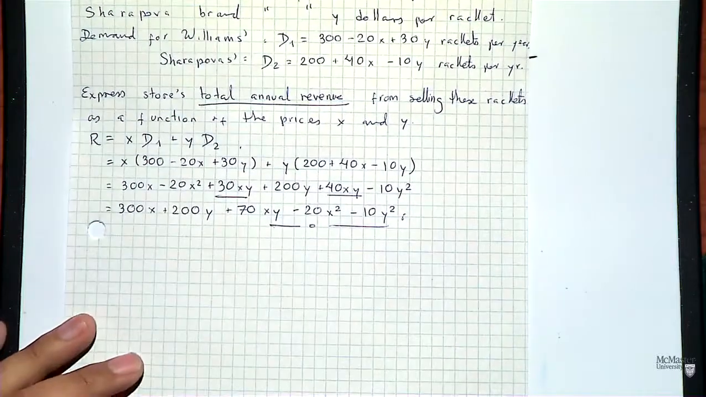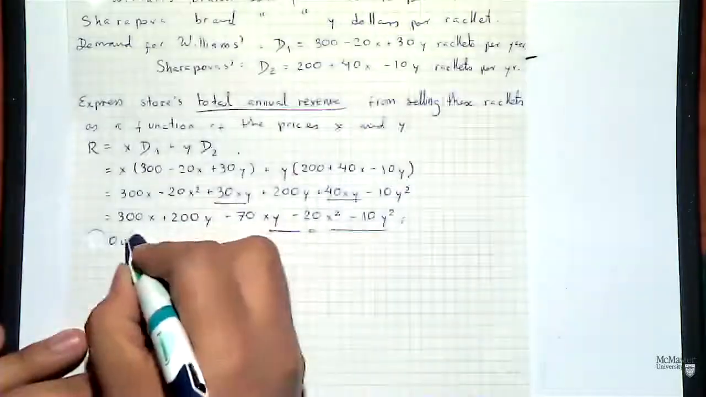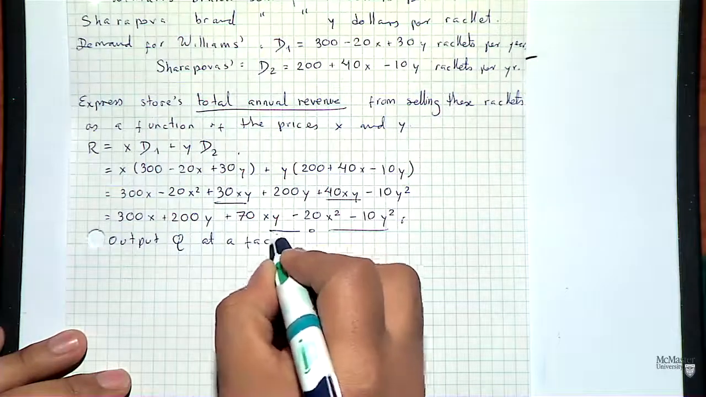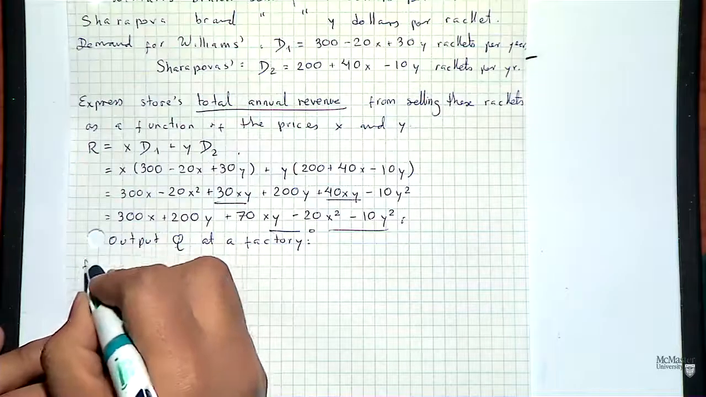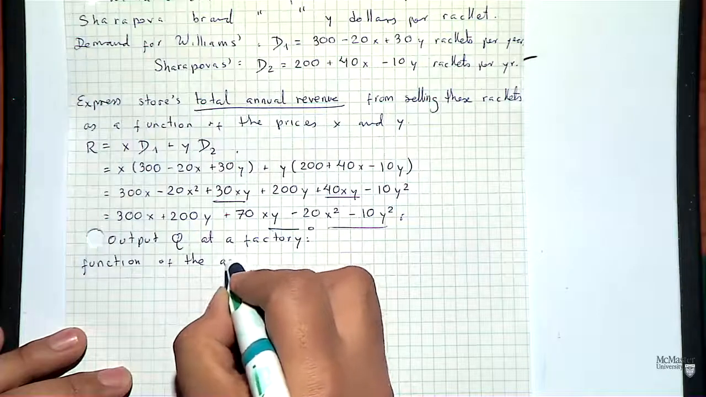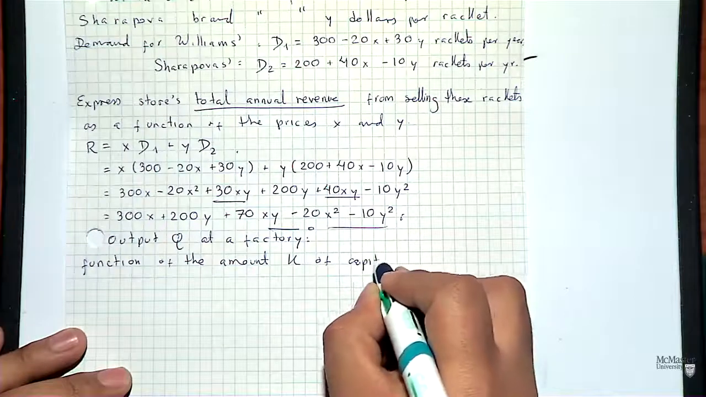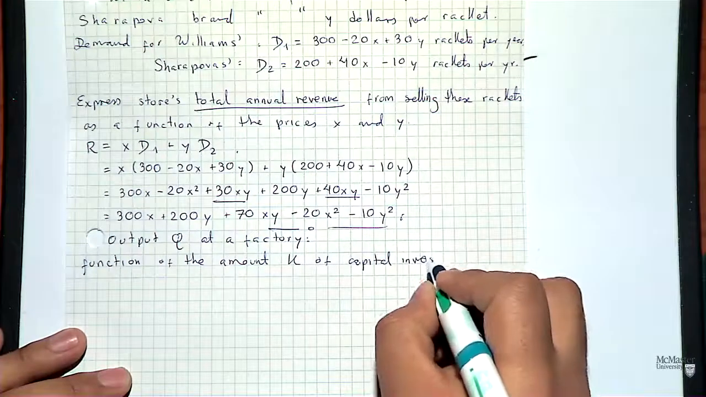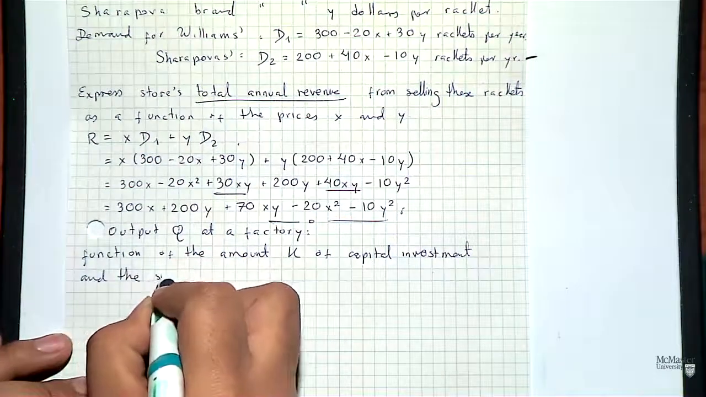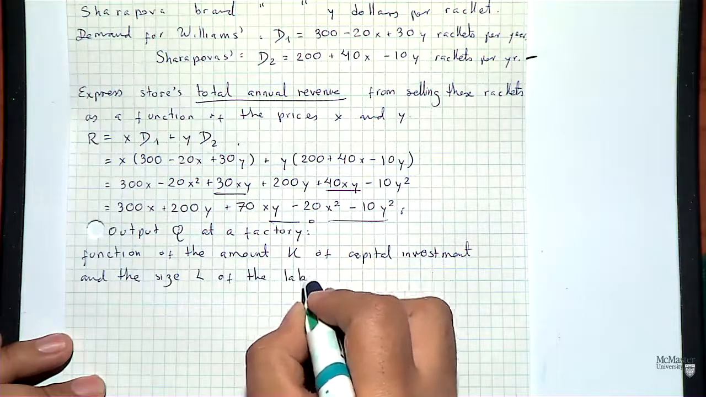So the second model will be related to output at a factory. This might be interesting, actually. So the output, which we're going to call Q, at a factory is going to be a function of the amount K of capital investment and the size L of the labor force.